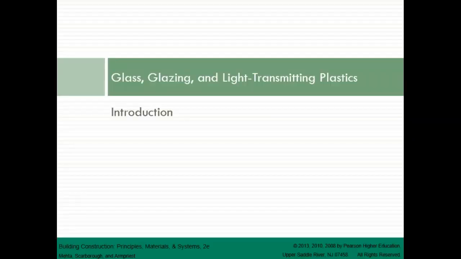Let's take a look at Chapter 30, Glass, Glazing, and Light Transmitting Plastics. Clear glass, as we know it today, came into commercial use at the end of the 17th century with the invention of the glass-making process by Bernard Perrault. In Perrault's process, molten ingredients of glass were first cast in a mold and later spread into sheets by rollers. When the glass solidified fully, it was ground and polished on both sides with abrasives.